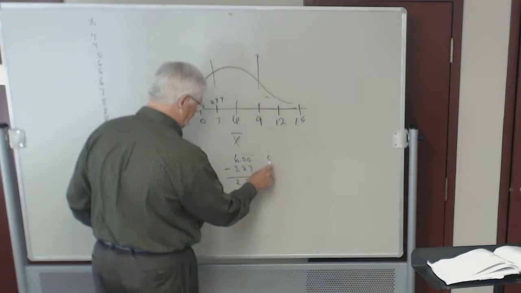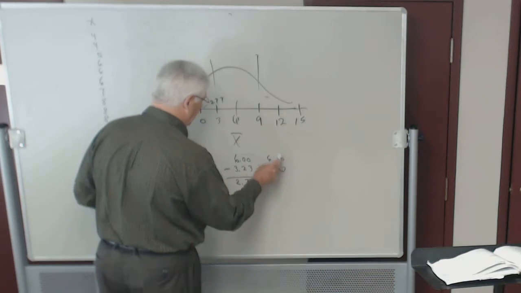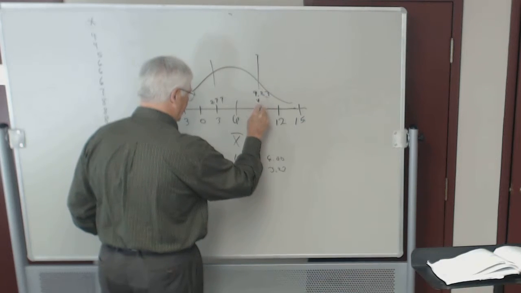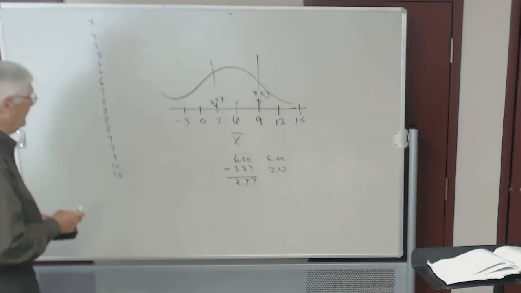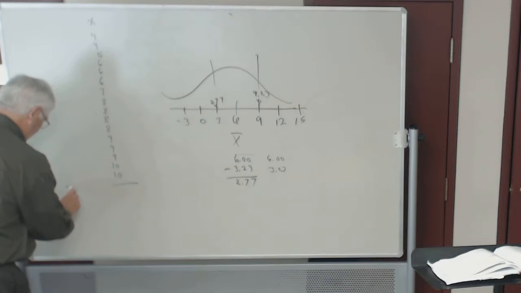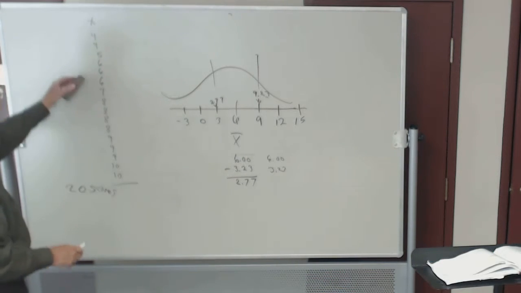6 plus 3.23 would be 9.23. You follow me? This would be the exact numbers. I'm just estimating here. Now, what do we have here? 20 scores? Is that right? We have 20 scores?